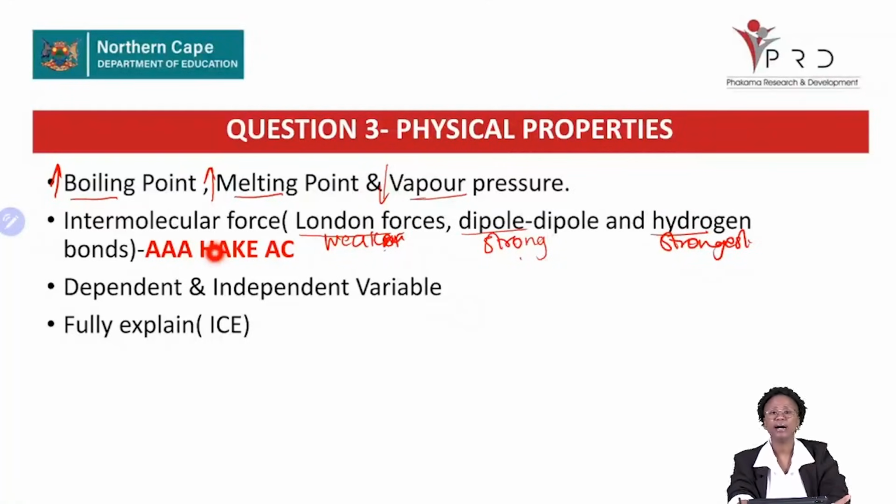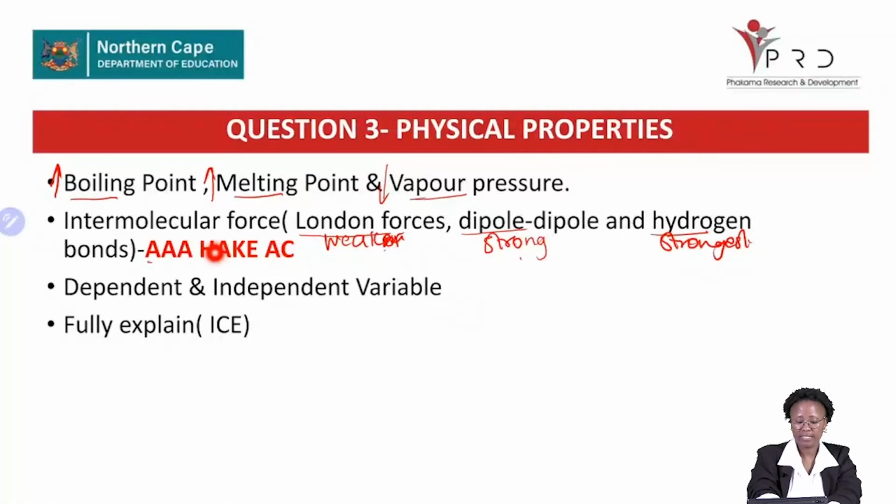Remember, in order for you to be able to know which organic compounds consist of which intermolecular forces, I have made an abbreviation for you here that will help you remember. AAA HAC will help you remember which one belongs where. AAA is alkanes, alkenes, alkynes. These are your London forces. HAC is haloalkanes, aldehydes, ketones, and esters, and these are your dipole forces.